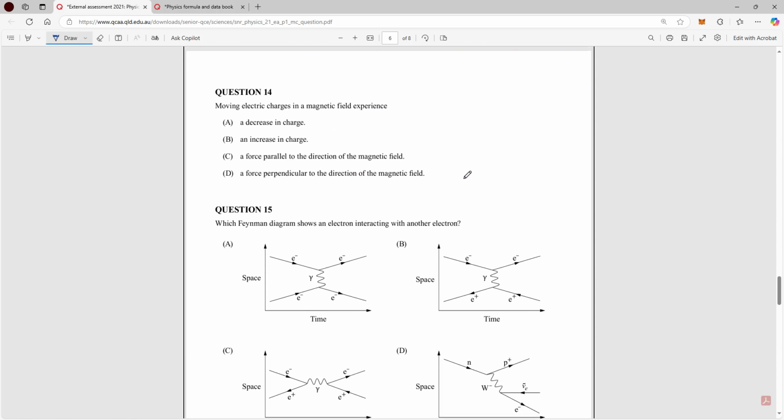Okay. Alright, question 14. So, moving electric charges in a magnetic field experiences. So, a decrease in charge and increase in charge. When it moves in a magnetic field, the charge doesn't change. So A and B are incorrect straight away. Okay. Now we got to use our right hand rule.